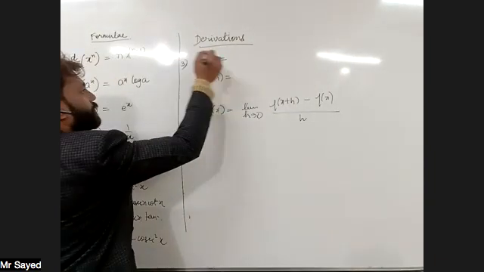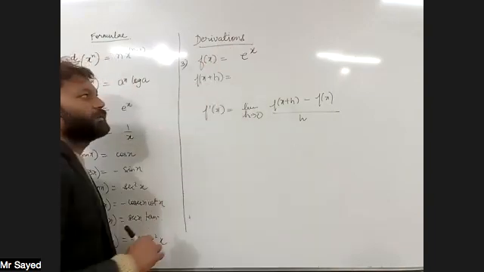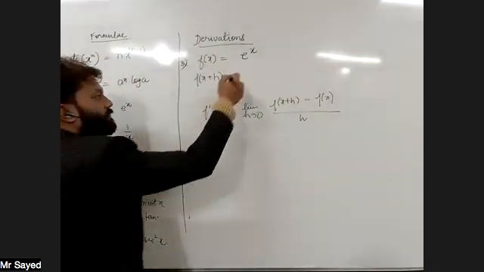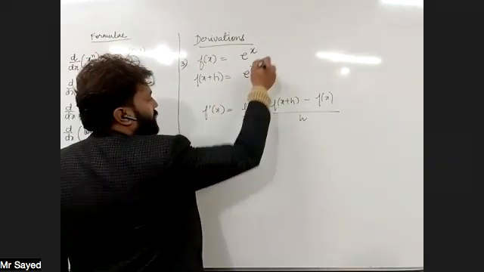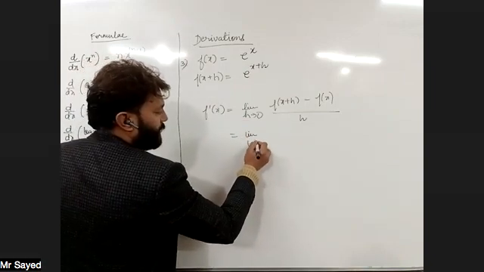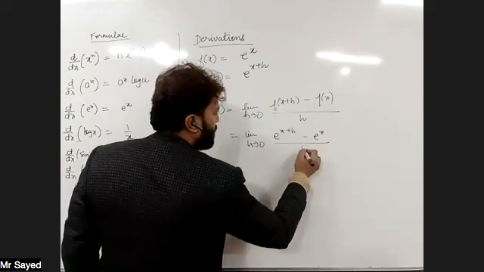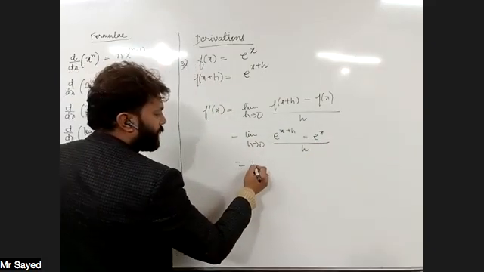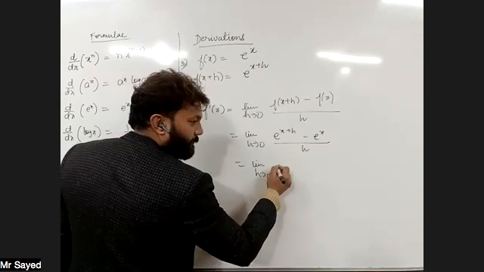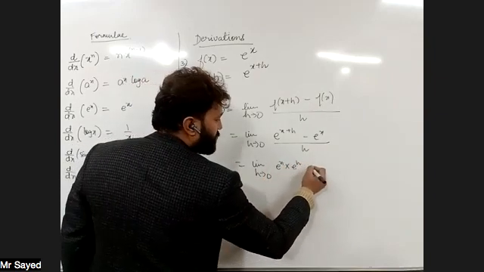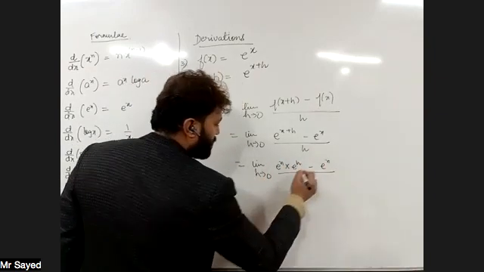Look, easiest one, e raised to the power x. f(x+h) will be equal to e raised to the power x plus h. This will be limit h tending to 0, [e raised to the power x plus h minus e raised to the power x] whole over h. If the powers are added, the numbers are multiplied. e raised to the power x into e raised to the power h minus e raised to the power x upon h.